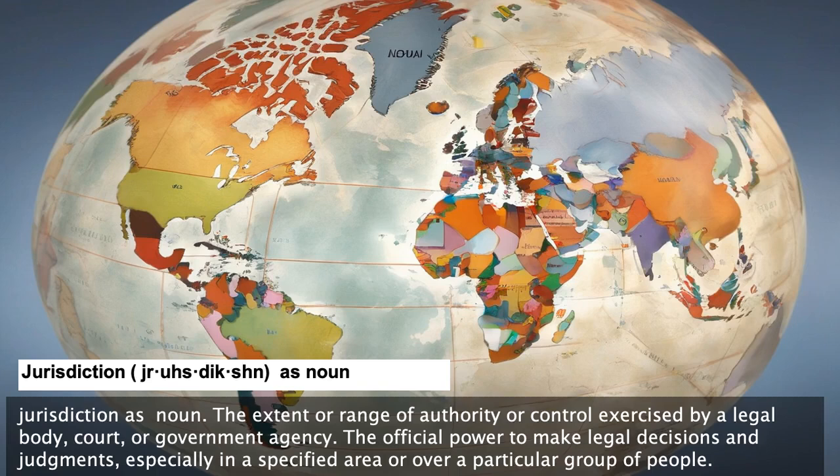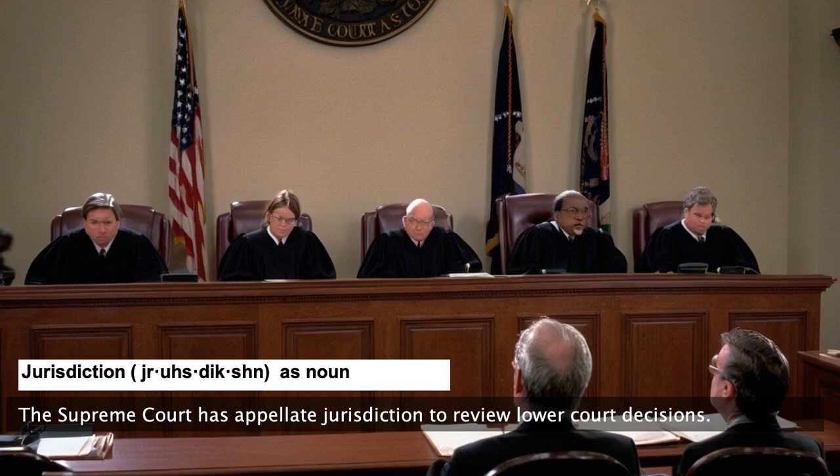Jurisdiction as noun. The extent or range of authority or control exercised by a legal body, court, or government agency. The official power to make legal decisions and judgments, especially in a specified area or over a particular group of people. The Supreme Court has appellate jurisdiction to review lower court decisions.